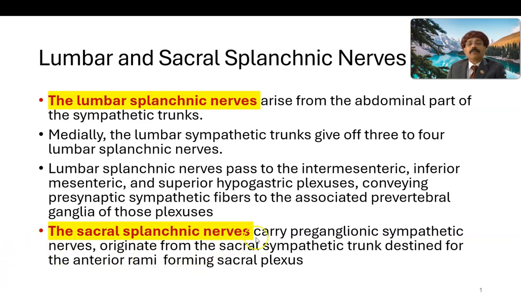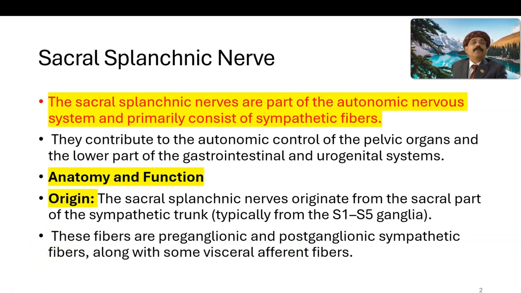The sacral splanchnic nerves carry preganglionic sympathetic fibers originating from the sacral sympathetic trunk, destined for the anterior rami forming the sacral plexus. Okay, so you got lumbar and sacral splanchnic nerves. The sacral splanchnic nerves are part of the autonomic nervous system and primarily consist of sympathetic fibers. They contribute to the autonomic control of pelvic organs and the lower part of the gastrointestinal and urogenital system.